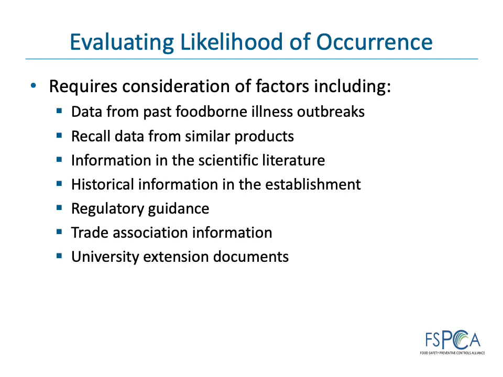The other factor the food safety team must evaluate is the likelihood of occurrence of the foodborne hazard. It is important to know how frequently the potential hazard may occur to determine if a preventive control is needed. In addition to food safety reference books, sources of data and information to consider include past outbreaks, recalls, the scientific literature, and establishment experience. Regulatory guidance, trade association information, and university extension documents also provide useful information on the likely occurrence of hazards in particular foods. Chapter 7, Resources for Food Safety Plans discussed many sources of information for identifying and evaluating food safety hazards.